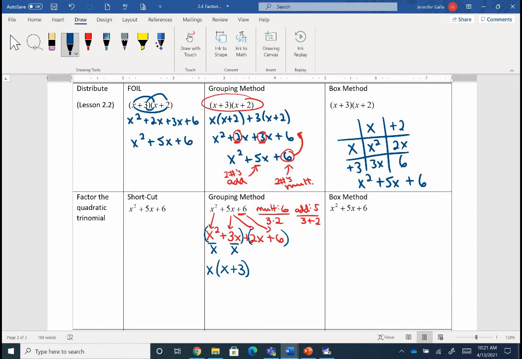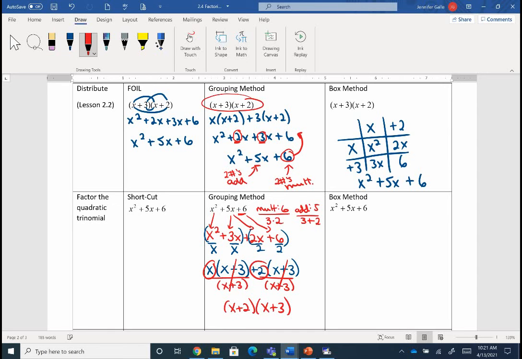What's my GCF of the second set? 2. Divide both by 2. My 2 goes out front. My leftovers are x plus 3. Doing this method, your two sets of parentheses have to match. They have to match. So when they match, that's our new GCF. You can show this step if you want to. It's up to you. They match. That's my new GCF. The leftovers are x plus 2, and my GCF was x plus 3.